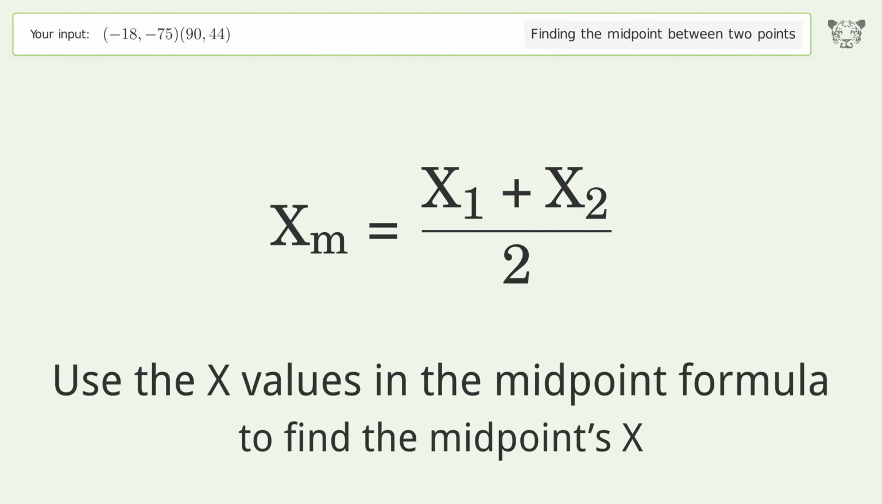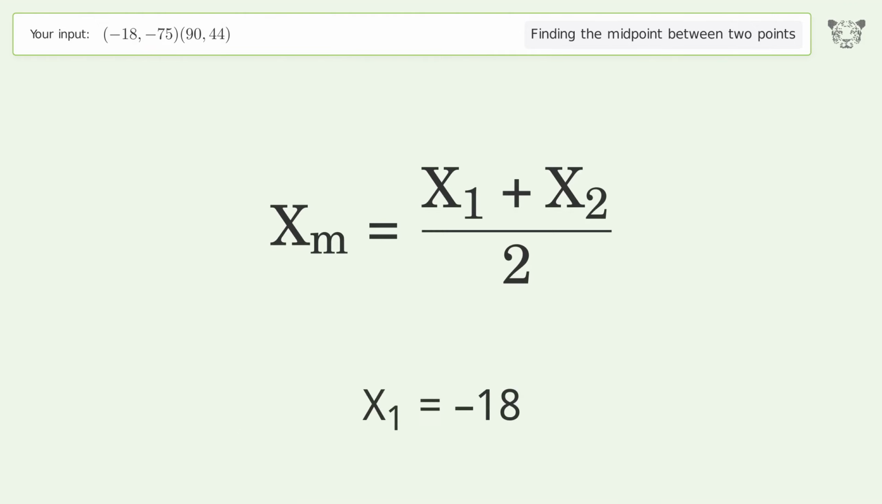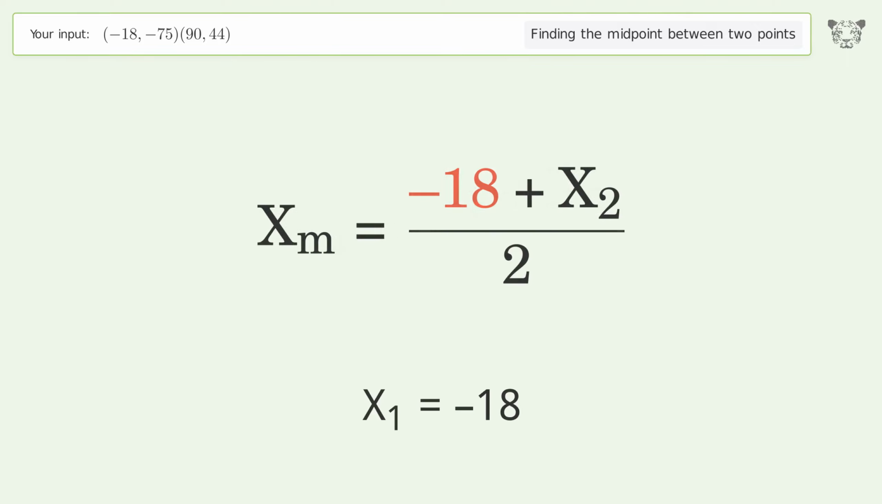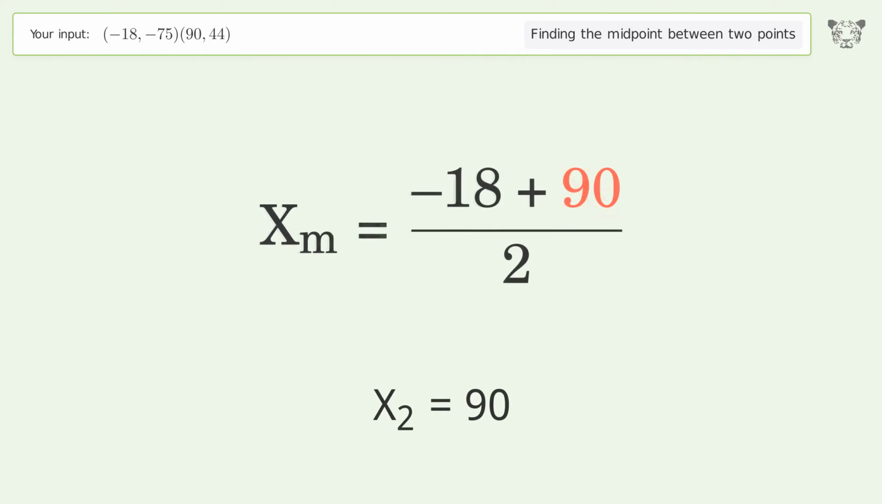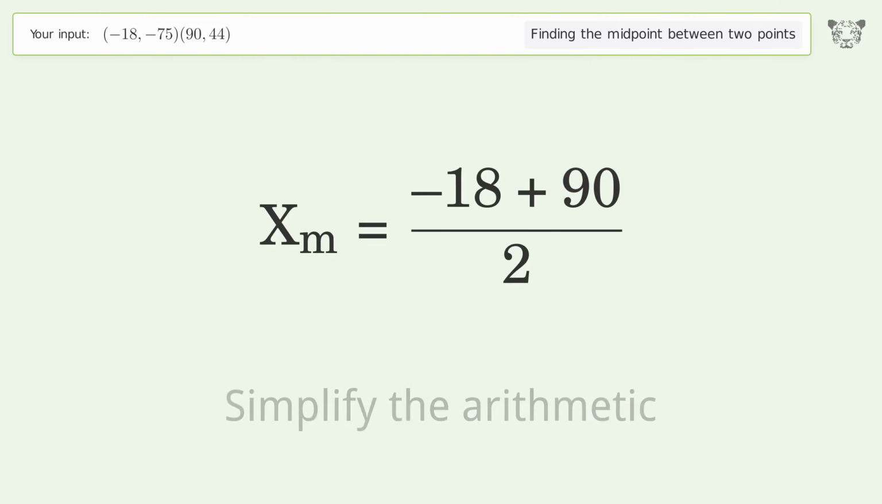Use the x values in the midpoint formula to find the midpoints x. x1 equals negative 18. x2 equals 90. Simplify the arithmetic.